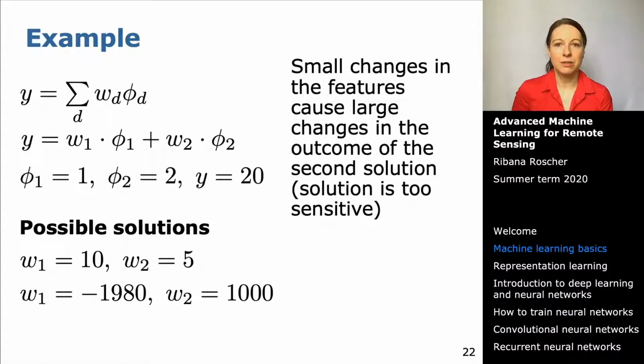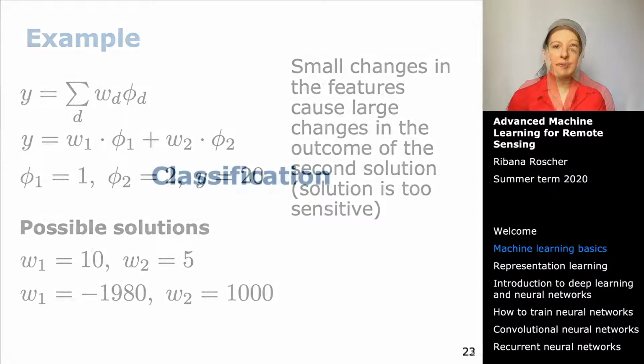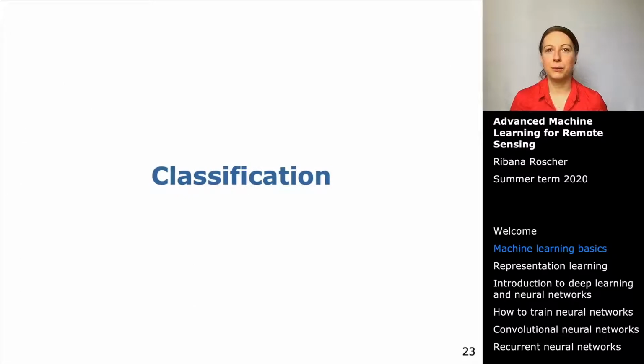There are also other possibilities for regularization, for example, in neural networks, but in general, it's a good idea to prefer a simpler model if possible. So in the next part of the lecture, we will talk about classification, and you will see that there are a lot of parallels between regression and classification.